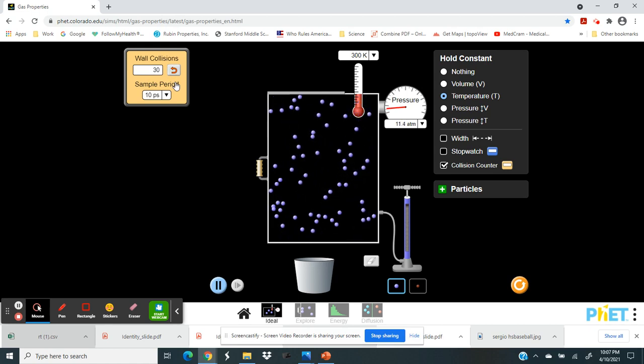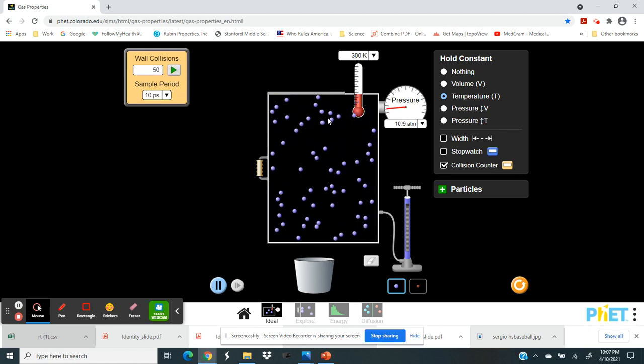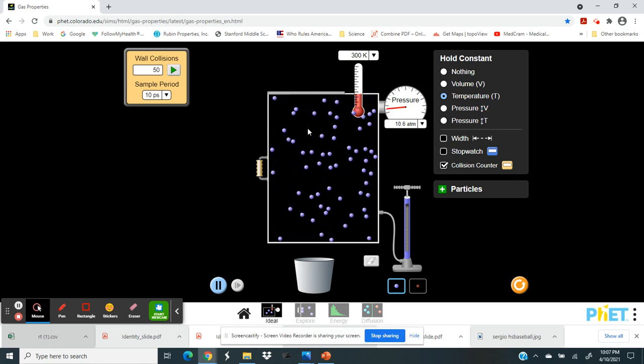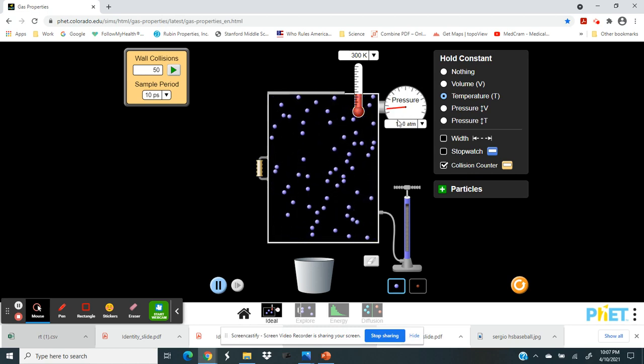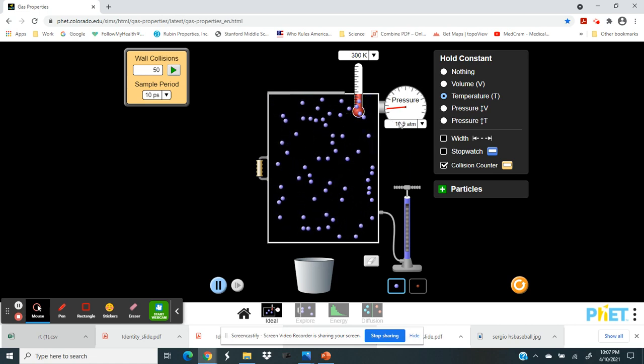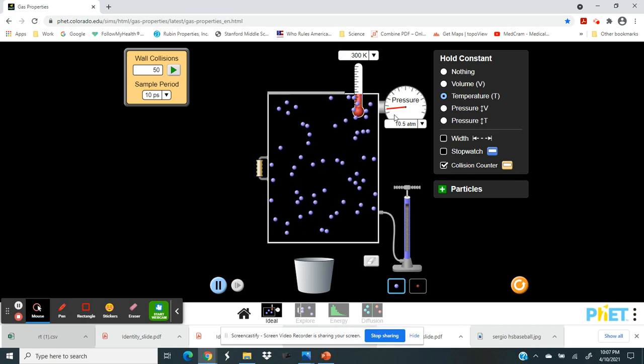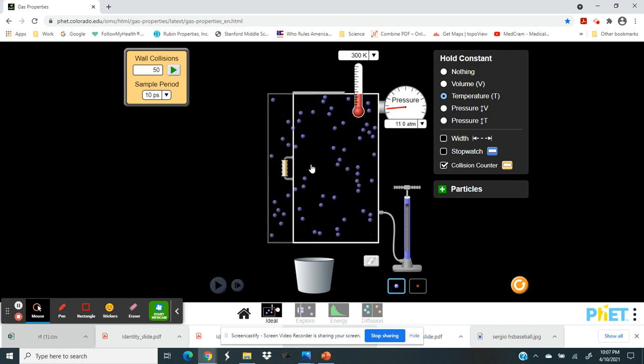Why? Because the volume is smaller, there's less space, so the particles are hitting against the wall more often, and that's what increases the pressure, right? The pressure before was about 7 atmospheres, now it's about 11 atmospheres. So our volume got smaller.